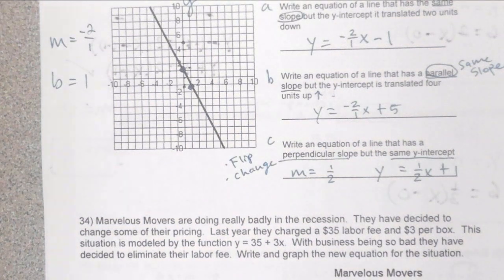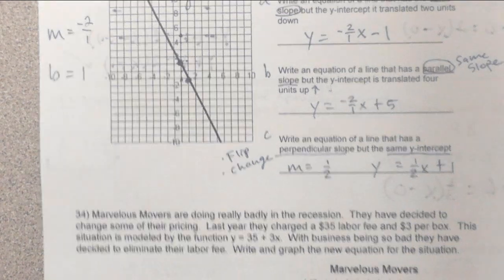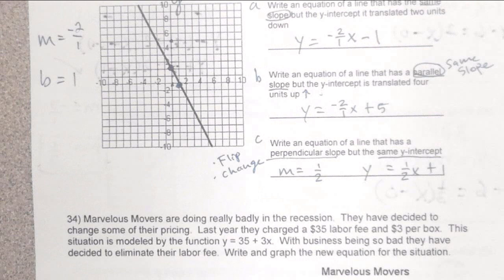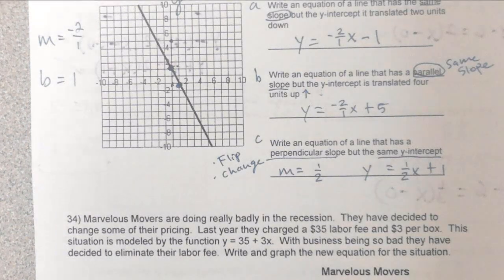Okay, let's continue with the test or the review. Marvelous Movers are doing really bad in the recession. They have decided to change some of their pricing. Last year they charged $35 for labor fee and $3 per box. This situation is modeled by the function y equals 35 plus 3x. So they gave you an equation, that's easy.